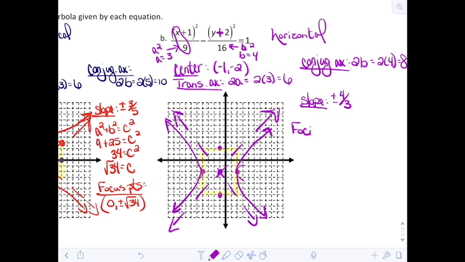My foci, or focus points, my center is -1, -2, but my focus points are going to be to the side. So it would be the x value that's changing. So it's going to be something, -2. Well, to find that something, remember a squared plus b squared equals c squared. And so I have 9 plus 16 equal to 25.